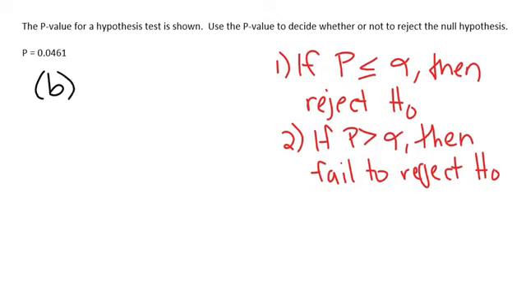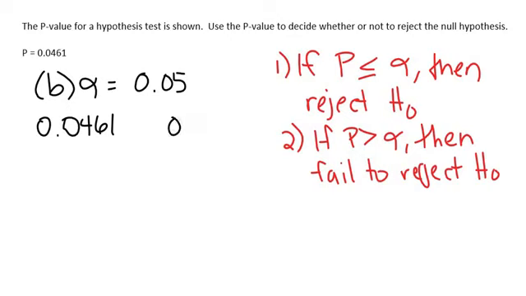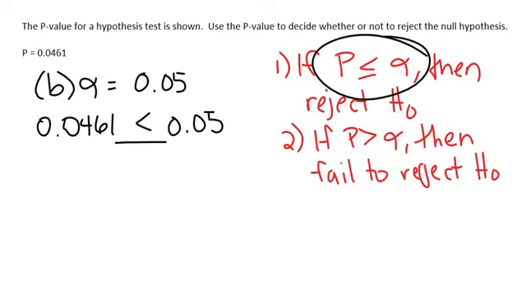In part B, we're going to look at a level of significance of 0.05. We're going to do the same thing. We're going to compare our p-value and our alpha. What sign can I put between those two? In fact, I would put that the alpha, or this level of significance, is bigger than the p-value. Therefore, that would fall under the first category. So we would reject the null hypothesis.